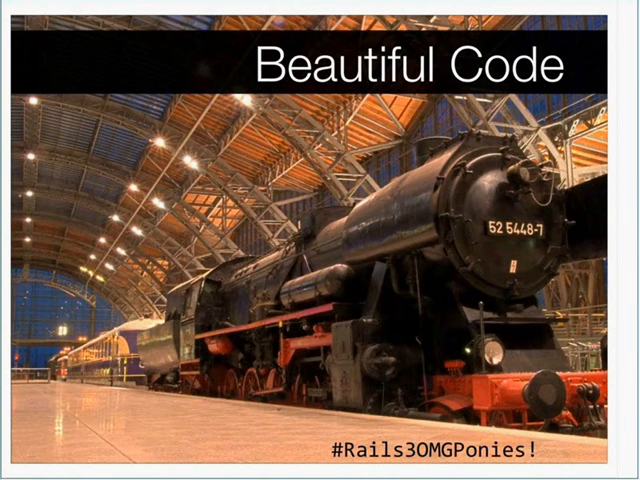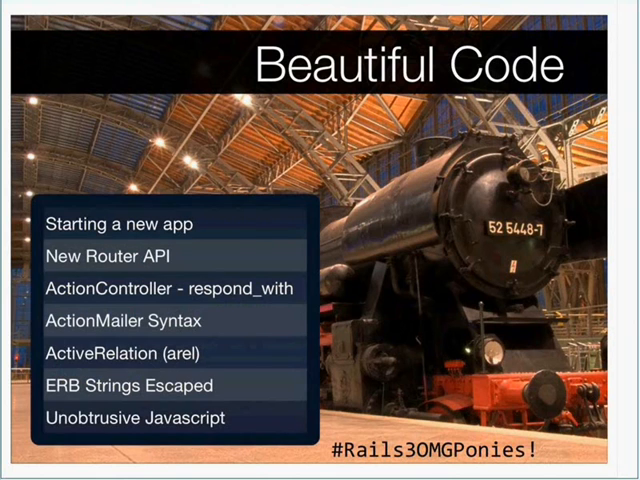Rails 3 has a great deal of changes both on the external and internal APIs. In this presentation, I'm going to stick strictly to the external API, stuff that most Rails developers are going to be dealing with on a daily basis, and compare the differences between 2 and 3. So the layout looks like this. We're going to look through starting a new Rails app, the new Router API, ActionController respond_with, ActionMailer, AREL, escaping strings, and unobtrusive JavaScript. So let's just jump right into it.